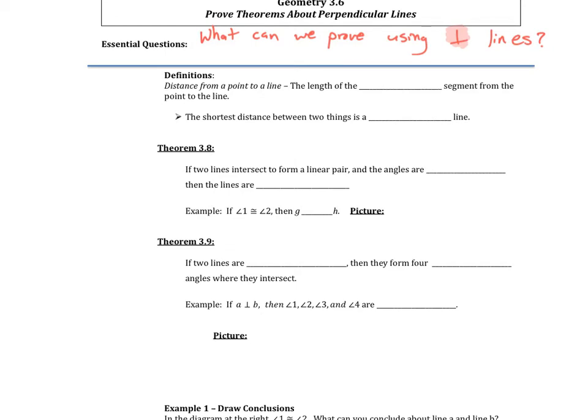So the distance from a point to a line is the length of the perpendicular segment from the point to the line. So the shortest distance between two things is a straight line.